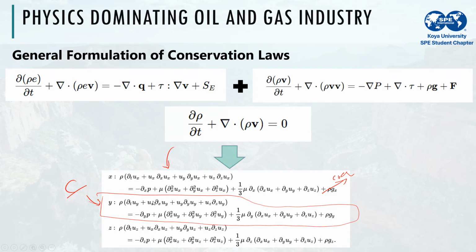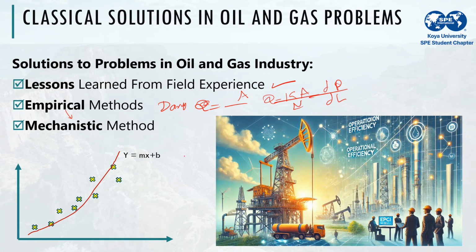And once you do this, you will simplify this equation. And this equation still represents the physics, but it is narrowed down to something close to empirical. So yeah, this is called the mechanistic method. Of course, the mechanistic method is much more accurate than empirical, and the empirical is much more accurate than the lessons learned. But yet, we have to reach something called the physical phenomena.